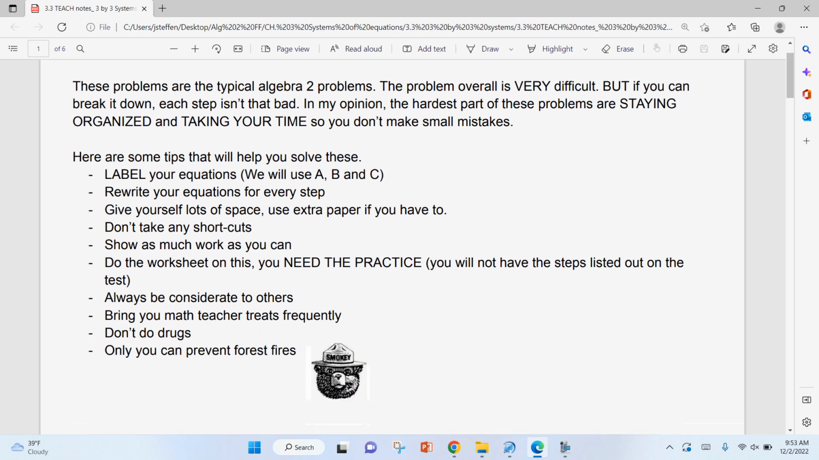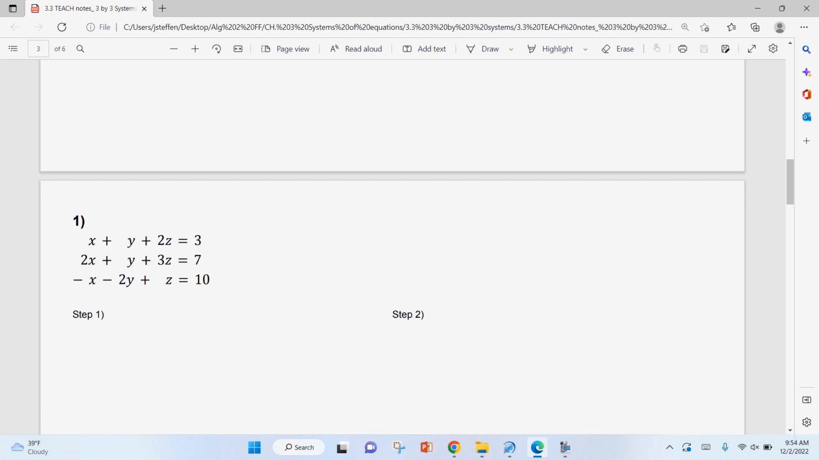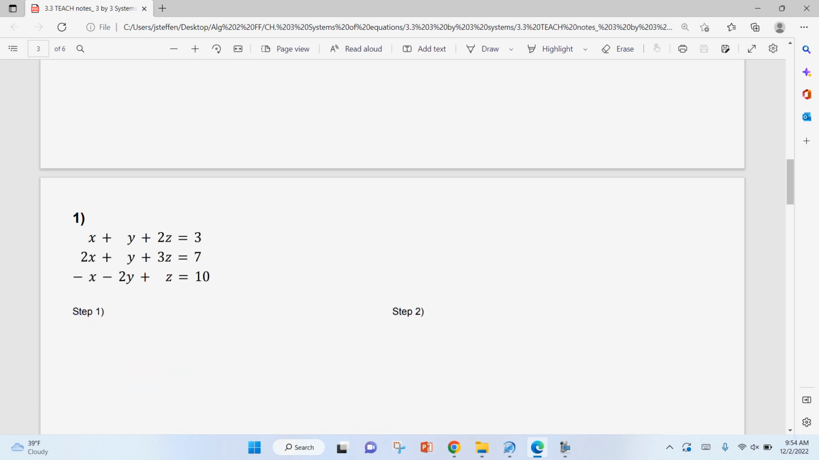And before I start, I should mention this is what the problems are looking like. Before, we had 2 equations with 2 variables. Now we have 3 equations with 3 variables. And that's going to make it a lot more difficult. Technically, as long as you have the same number of variables as you do equations, you could solve those. So if I gave you 1 equation with 2 variables, you couldn't solve for x and y. If I gave you 2 equations with 3 variables, you wouldn't be able to do it.